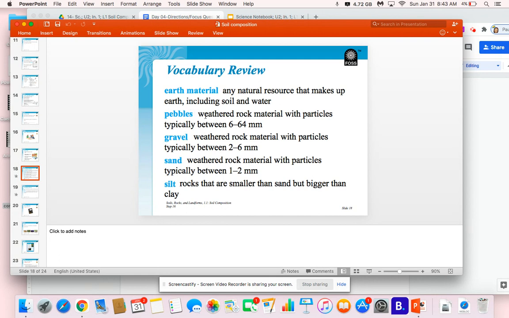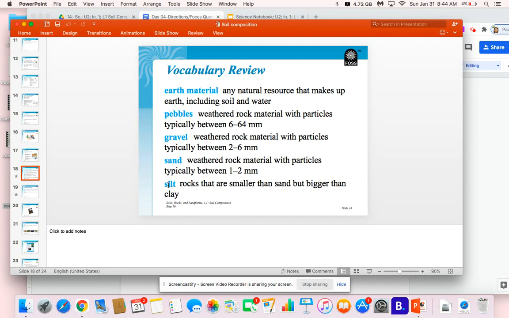Okay, so again, pebbles are weathered rock materials with particles that are typically between 6 to 64 millimeters. So, rocks that are the biggest are pebbles. Then it goes to gravel is the second biggest with 2 to 6 millimeters. Sand is 1 to 2 millimeters, and silt is the smallest kind of rock. Okay, it is smaller than sand but bigger than clay, and you really cannot see the rock that is in silt, but it is there.